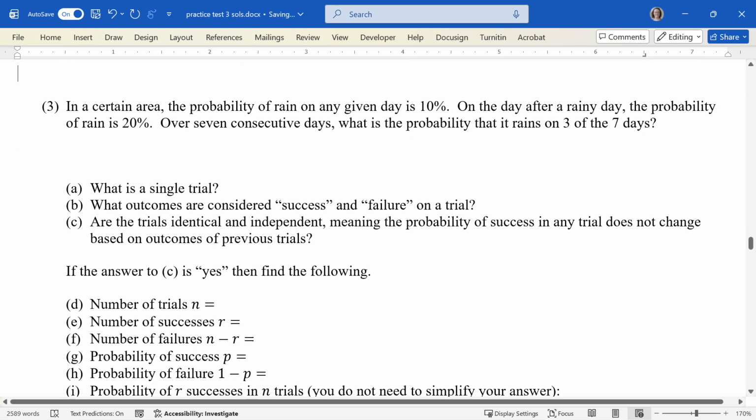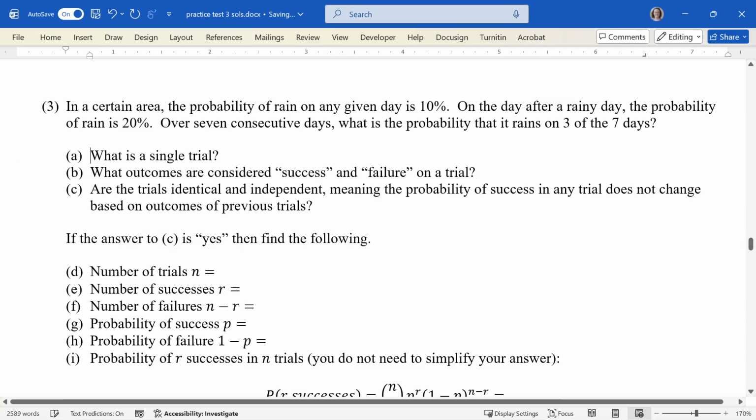In a certain area, the probability of rain on any given day is 10%. On the day after a rainy day, the probability of rain is 20%. Over 7 consecutive days, what is the probability that it rains on 3 of the 7 days?